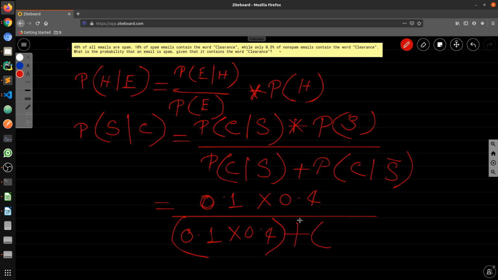Just add to it the probability of the word clearance contained in a non-spam email, which is 0.005, into 60% of total emails being non-spam, so 0.6. Perfect. And if we do the calculation, we'll get the value as 0.93. So our answer to the question, what is the probability that an email is spam given it contains the word clearance, is 93%.